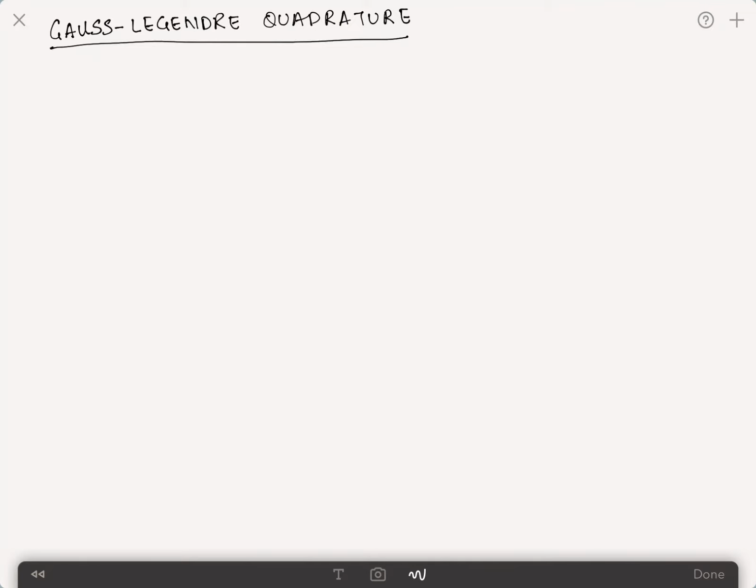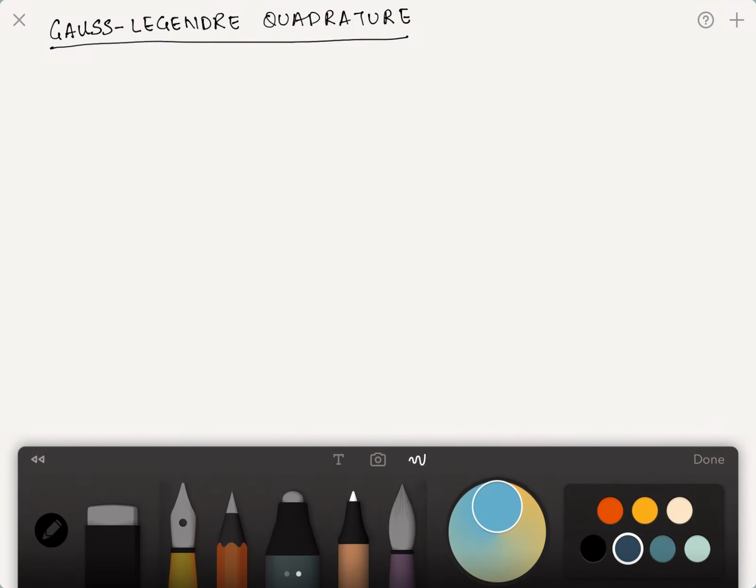So finite element programs always do the integral in natural coordinates. Therefore, the interval changes from a to b into -1 to 1. So why do we want to choose this particular method?